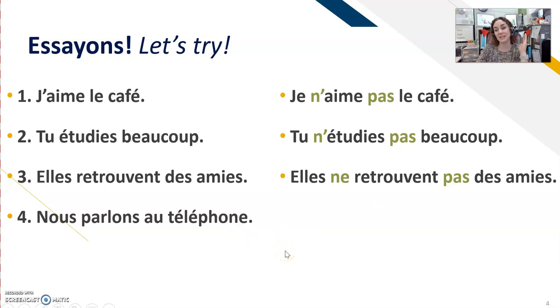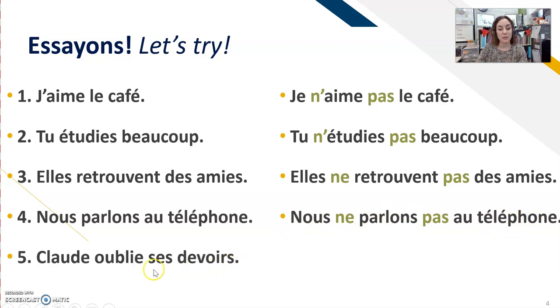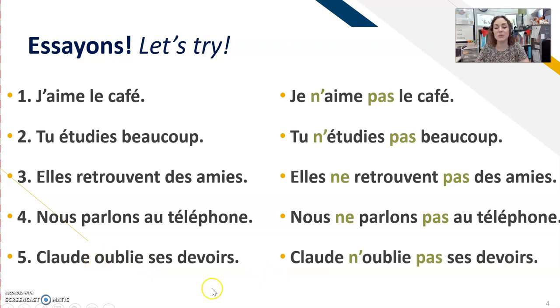Nous parlons au téléphone. We're talking on the phone. Nous ne parlons pas au téléphone. Ne pas will go around your verb. All the rest of the sentence comes after. Claude forgets his homework. Claude oublie ses devoirs. Ne goes in front. Pas goes after. Ne contracts to N apostrophe. It will look like this. Claude n'oublie pas ses devoirs.